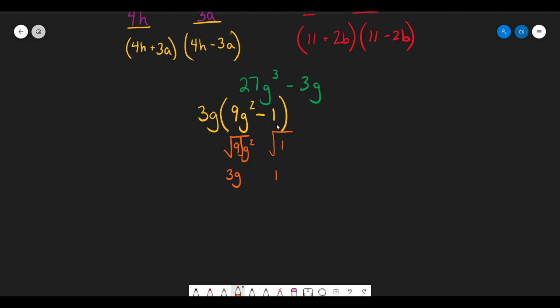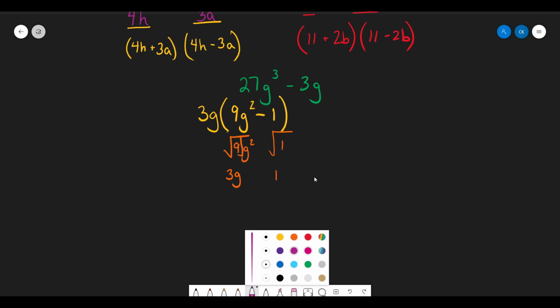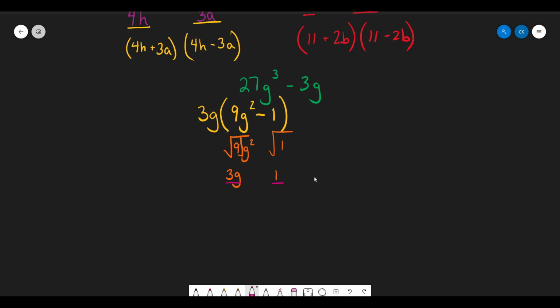So because both terms are perfect squares, I can factor this again using my difference of squares, meaning take these two terms, put them inside of my two parentheses, where in the first one we are adding them, and in the second one we're subtracting them. But we can't forget about that GCF of 3g from the beginning. We have to bring that down into my final answer.